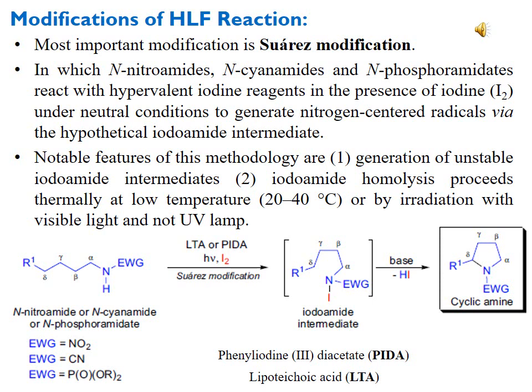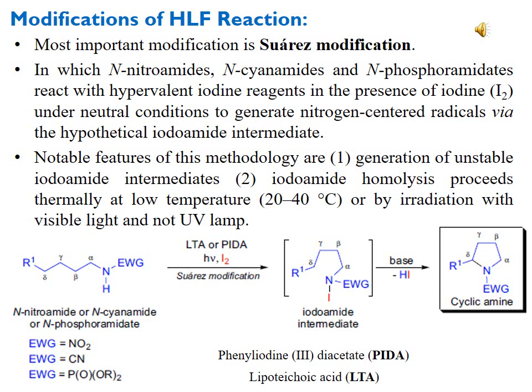Another feature of this reaction is the conversion of this iodoamide intermediate under neutral conditions to generate nitrogen centered radicals via the hypothetical iodoamide intermediate. That is, we convert this iodoamide intermediate into a nitrogen centered radical, but under neutral conditions. There is no need of protonation of this nitrogen. Due to the presence of these strong electron withdrawing groups, there will be no need of protonation, as we have discussed in the case of amide also.